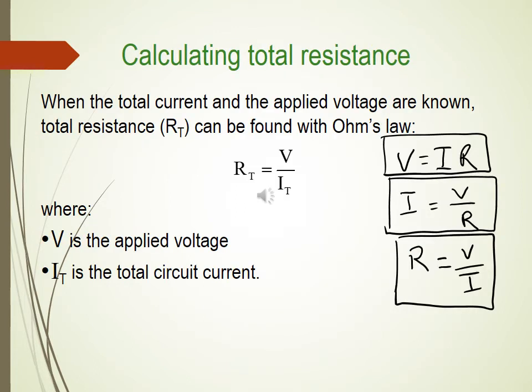So we can calculate the total resistance using Ohm's law, V is equal to IR, and if we transpose that to R is equal to V on I, and we knew the voltage across a resistor and the current through that resistor, we could simply work out the value of that resistance. Or indeed, if we used the total applied voltage and the total current, we could work out the total resistance of the circuit.